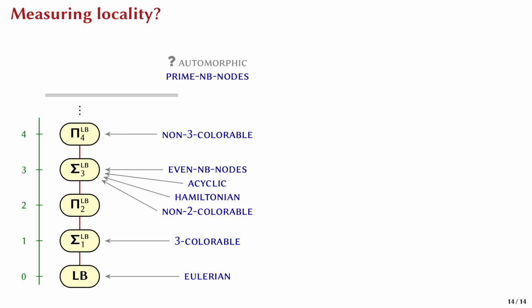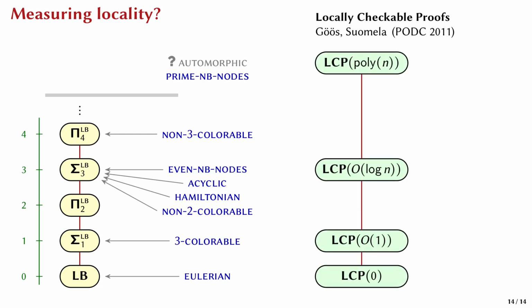So it would be nice to have some benchmark against which to compare this classification. And luckily, such a benchmark already exists. Here's a very different hierarchy of complexity classes which was introduced by Göös and Suomela. They call it locally checkable proofs. So how is this different from the yellow hierarchy on the left?